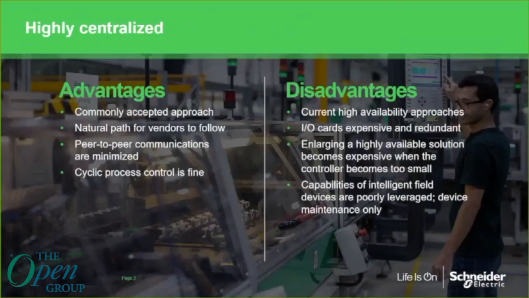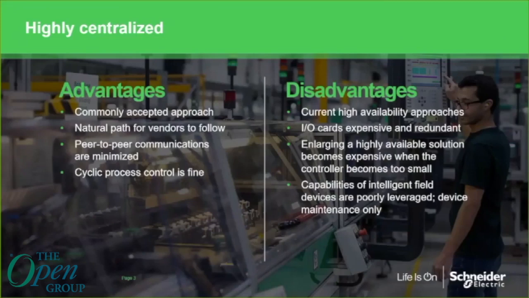It's commonly accepted. It's a natural path for the vendors to follow. Peer-to-peer communications are minimized because most of the work is going on in a single controller. And cyclic process control is fine. You can run it at the rate you want. You're not really dependent on what's outside the scope of the controller, except maybe for example, steam pressure in a header that's everywhere. And it runs really well. And we do this every day.